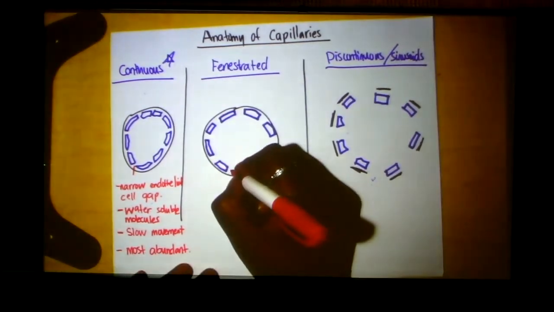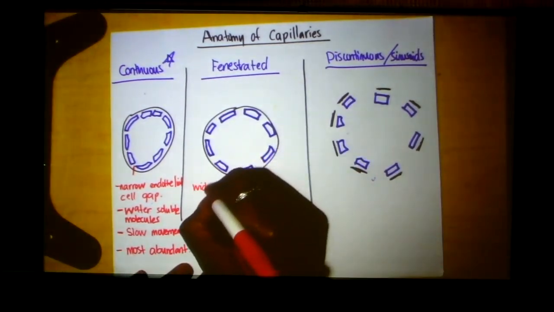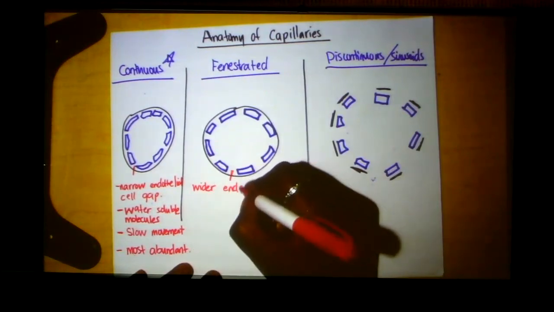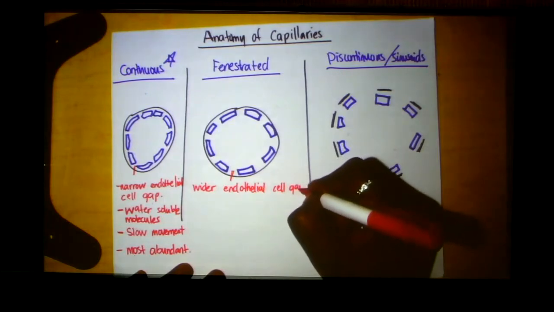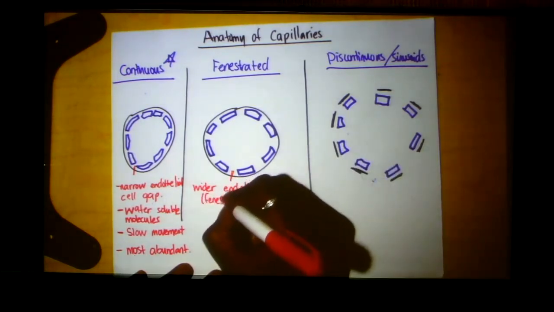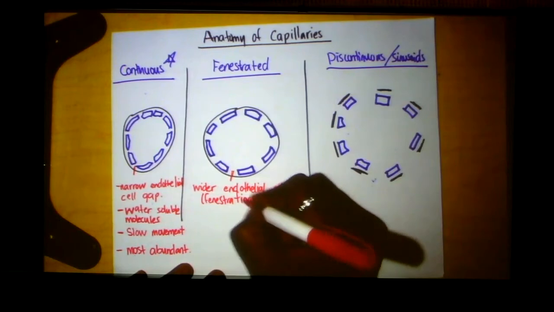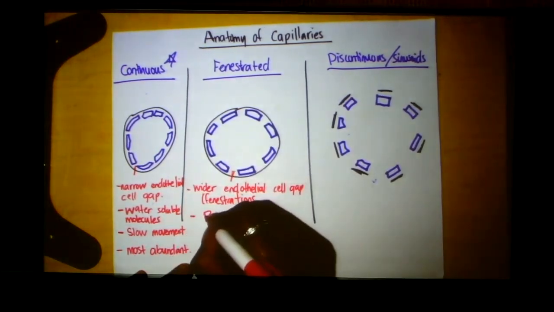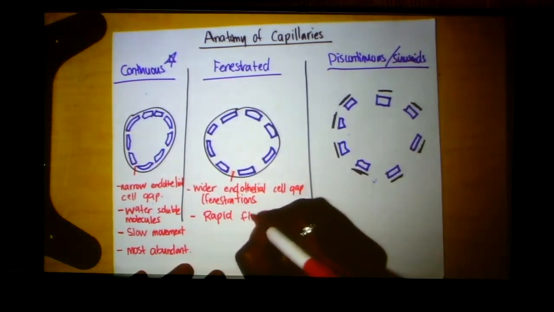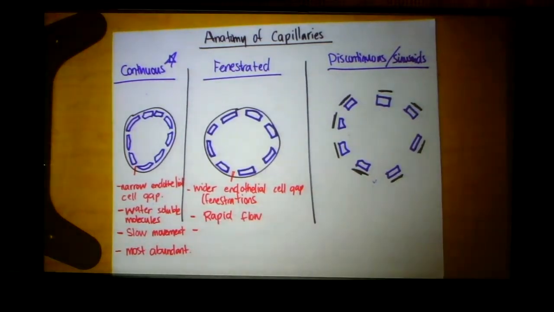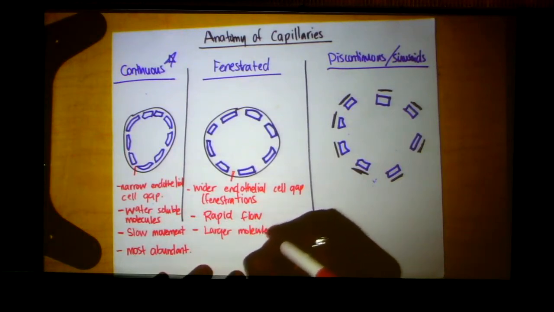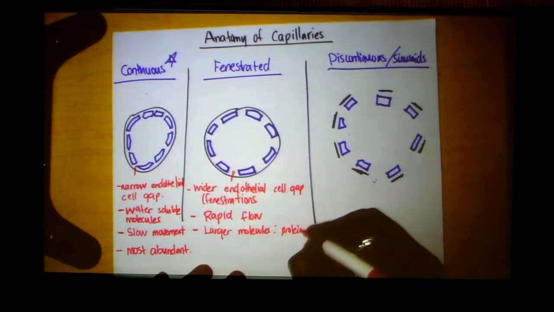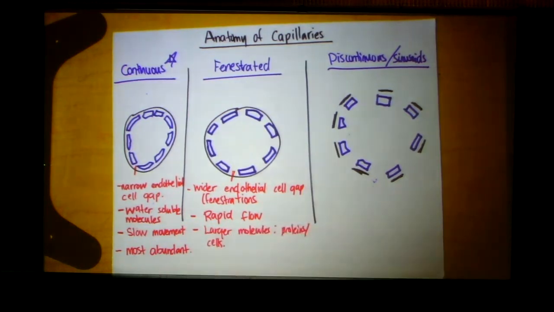In fenestrated capillaries, we have wider endothelial cell gaps. These are called fenestrations. This allows for rapid flow or rapid movement of molecules. And then we can also see some larger molecules getting through here. So larger molecules like proteins or cells can kind of squeeze through fenestrations.